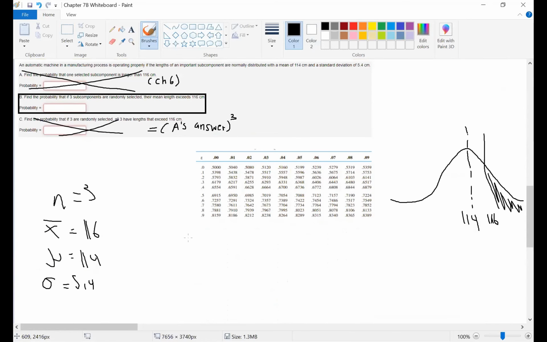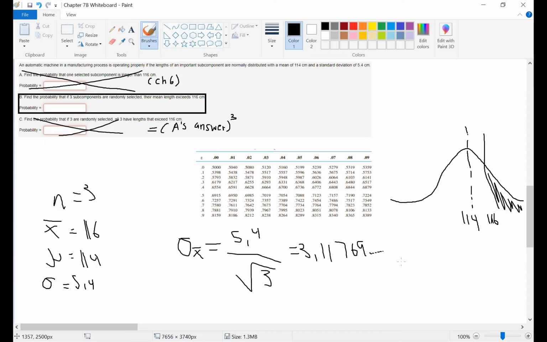So here, the standard deviation we're looking for, which you might call the standard deviation of our sample means, is our sigma, which is 5.4, divided by the square root of our sample size, which is 3. So that's the square root of 3. Let me pull out a calculator. Square root of 3, 1 over that, times 5.4. In this case, this is equal to 3.11769, and so on.